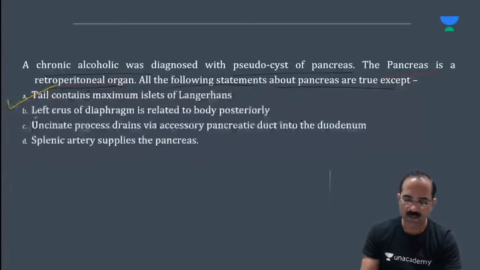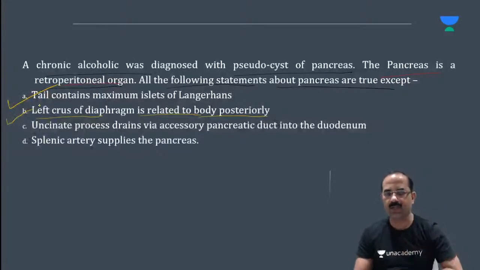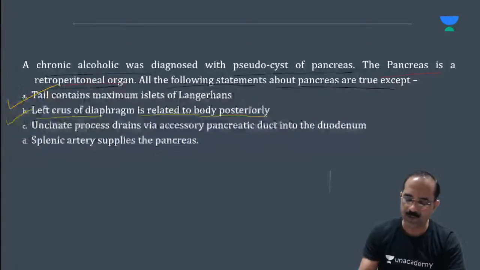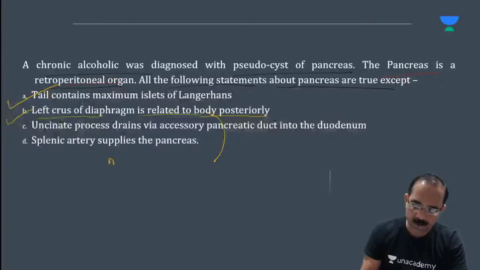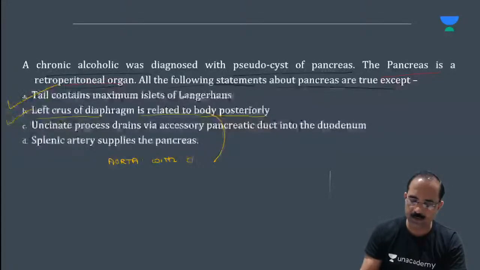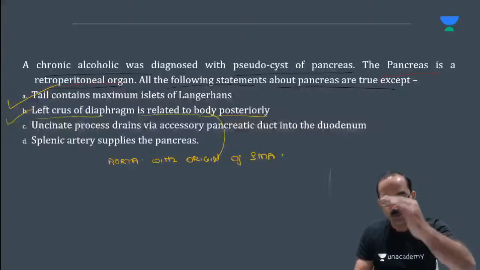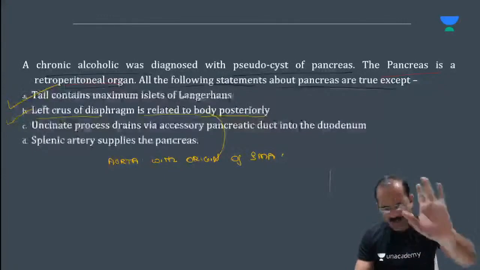Coming to the next. The left crus of the diaphragm is related posteriorly to the body. Yes, correct. The left crus is related posteriorly to the body. Which are the other posterior relations of the body of the pancreas? I'll just write this down for you. Aorta, you can see this, no? Aorta with the origin of superior mesenteric artery. I'm telling you the posterior relations of the body of the pancreas. Extremely important, very, very important.